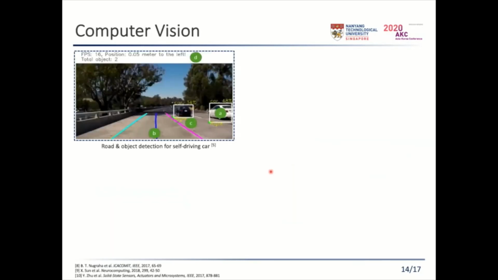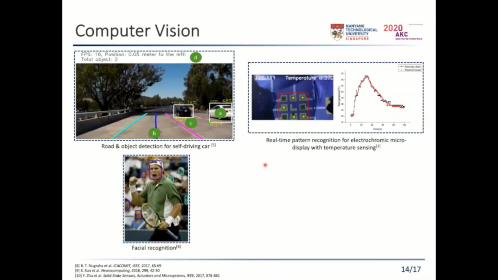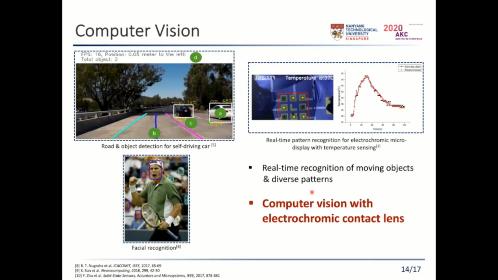Computer vision is the scientific field dealing with processing of digital images such as photographs and videos. Nowadays, computer vision is dramatically used for road and object detection, for self-driving cars, and facial recognition. Also, some researchers used it for real-time pattern recognition for an electrochromic microdisplay with temperature sensing. With the advantage of real-time recognition of moving objects and diverse patterns, computer vision was applied on the electrochromic contact lens.